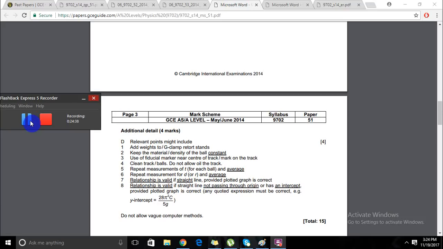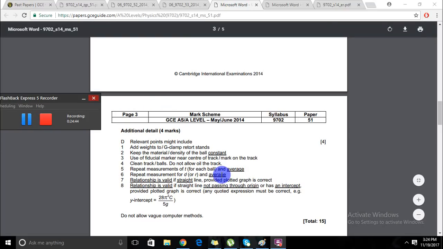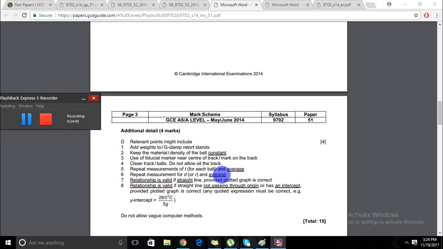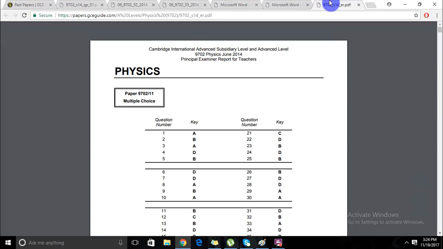We have to repeat measurements for T and average, and repeat measurements for D and average. Again, if you mention this, you get a lot of marks, and this is pretty much the same all the time. The relationship is valid if the graph is a straight line, again, a straight line that does not pass through the origin. Again, it is mentioned that we do in fact have a y-intercept. And this is it. Let's take a look at the examiner report.